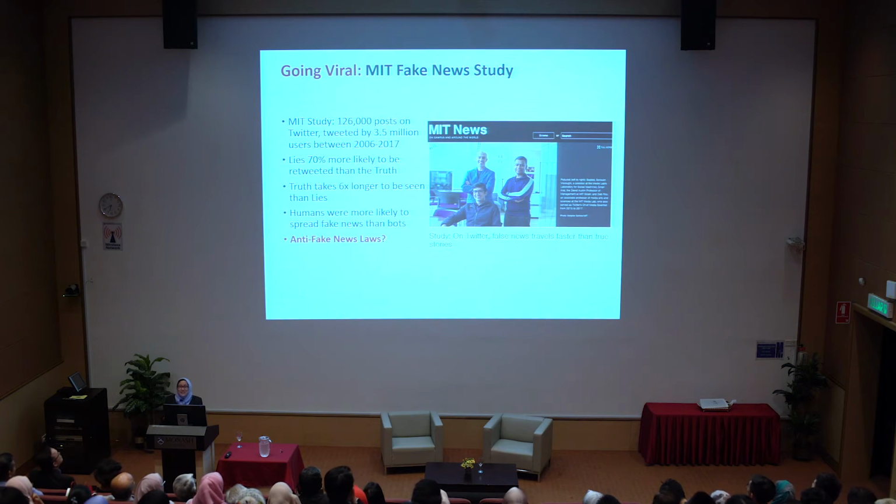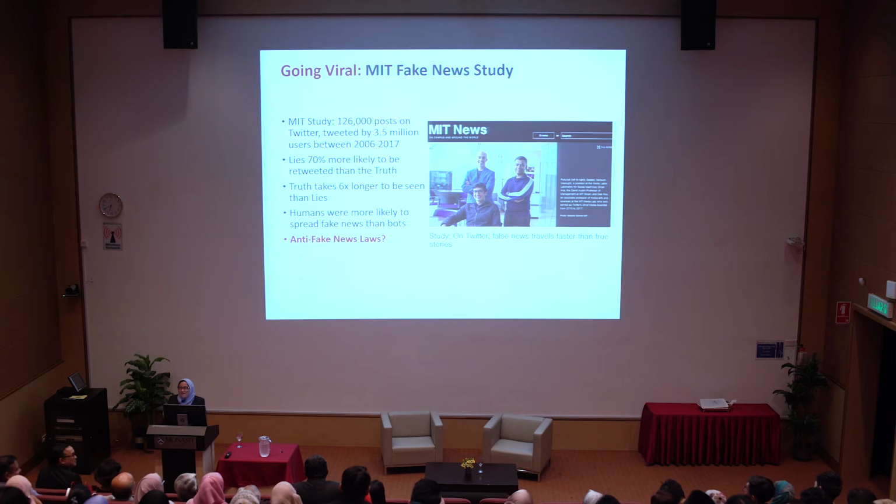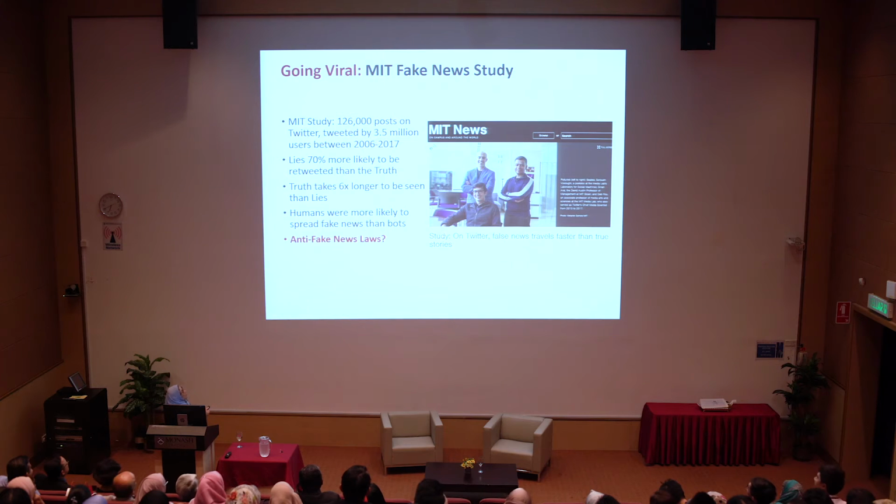The first corruption is the fake news. We heard a lot about fake news during the last general election. Okay? And the rise of alternative information, commonly known as lies. An MIT study looked at 126,000 posts on Twitter, tweeted by 3.5 million users between 2006 and 2017.